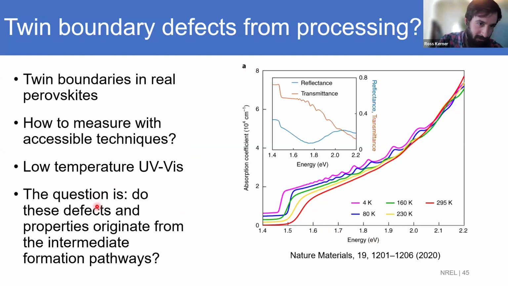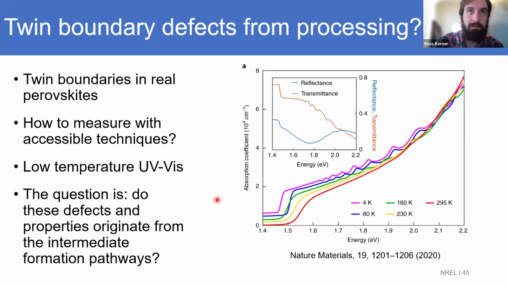So the question is, how do they originate from the intermediates, or in what way are they related? And then what impacts do they have? And how can you characterize them with accessible techniques? You can do low temperature UV-vis much more easily than TEM, or definitely much easier than, say, in situ GIWAXS or synchrotron structure determination of a final film.